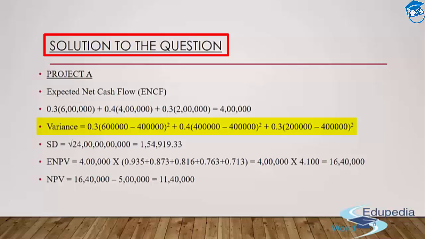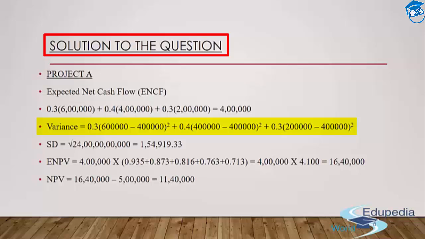So for the good scenario, the probability is 0.3 multiplied by 6 lakh, the best cash flow that I'll be taking. Out of the same, I'll subtract the expected net cash flow, which is 4 lakh, so the deviation is rupees 2 lakh in the good case, raised to the power 2. Plus the normal situation, which is 40%, 0.4 into 4 lakh minus 4 lakh, the expected cash flow, raised to the power 2. Plus the worst case scenario, 0.3 multiplied by 2 lakh minus 4 lakh, the expected net cash flow, raised to the power 2. I get the variance as 24 billion rupees.